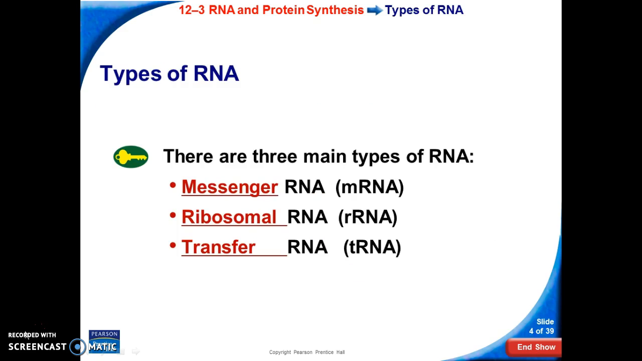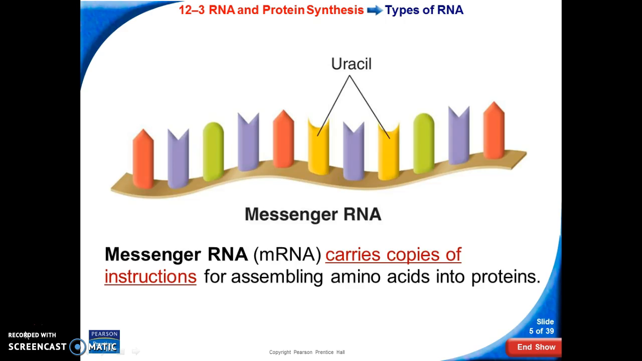There are three main types of RNA, and they are all responsible for making proteins: messenger RNA, ribosomal RNA, and transfer RNA. Messenger RNA carries copies of instructions for assembling amino acids into proteins. Remember, messenger RNA is made in the nucleus.